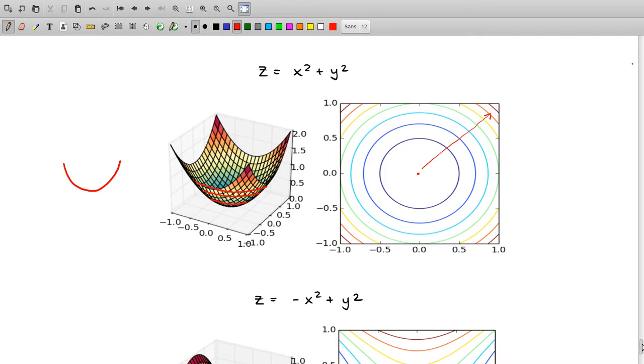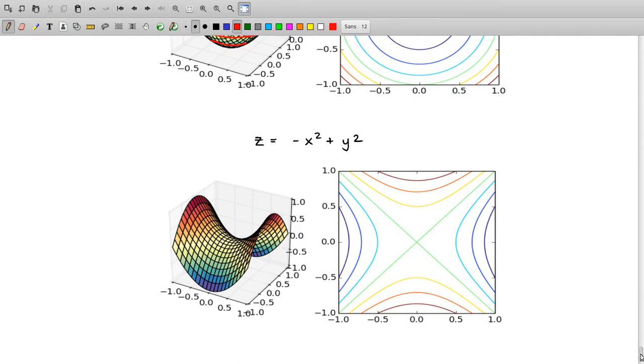Finally, the last kind of paraboloid is this saddle point, this hyperbolic paraboloid, that we see one more time. When you view it from the y-axis, so that you see the x direction, it looks like a downward facing paraboloid in x. It looks like an upward facing paraboloid in y. So we have the downward and the upward, and we get this saddle shape.